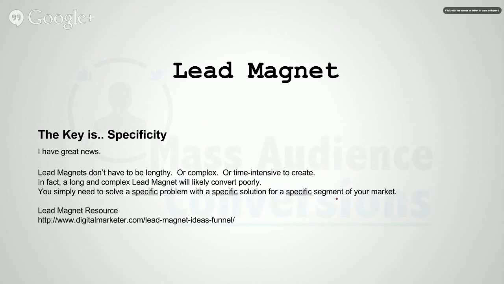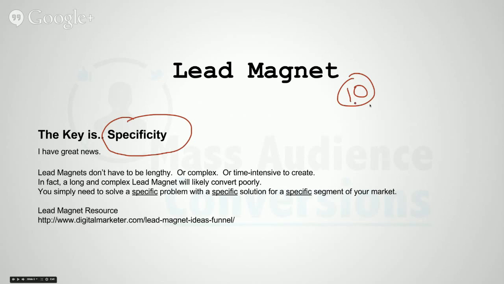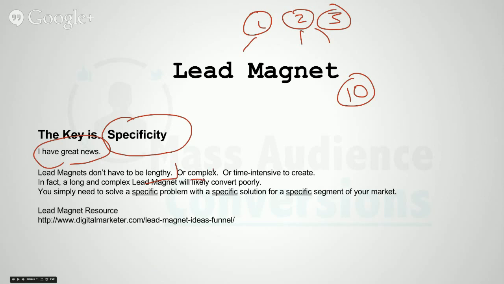The key to your lead magnet is specificity, because if you have a lead magnet that is giving 10 different marketing methods, or you're talking about three main subjects, so you're teaching people a concept of three main things, you're going to lose that person's focus. Now, there's great news for you here. Lead magnets don't have to be lengthy or even complex or time intensive to create. In fact, a long and complex lead magnet will likely convert poorly. You simply need to solve a specific problem with a specific solution for a specific segment of your market, right?